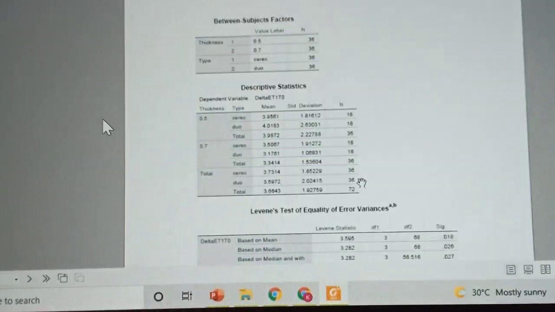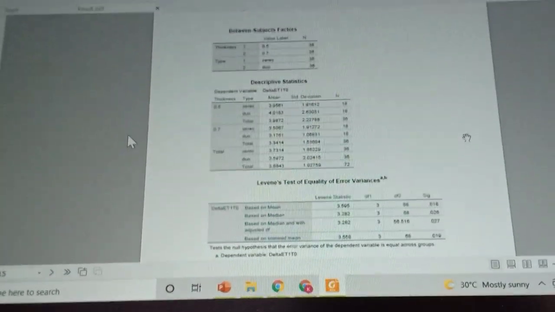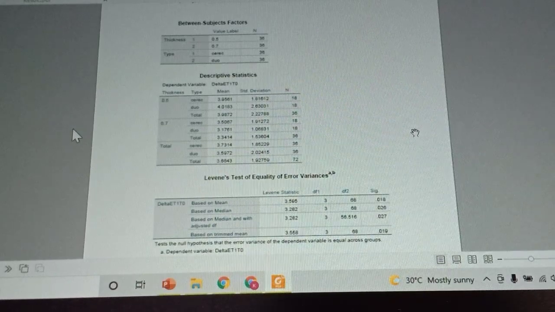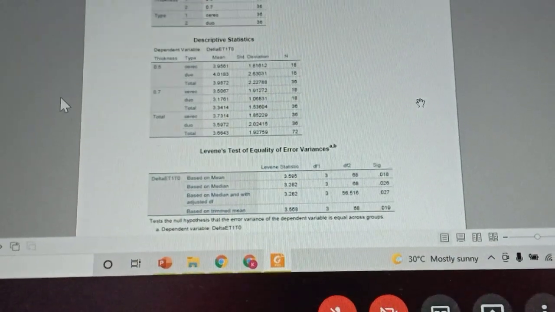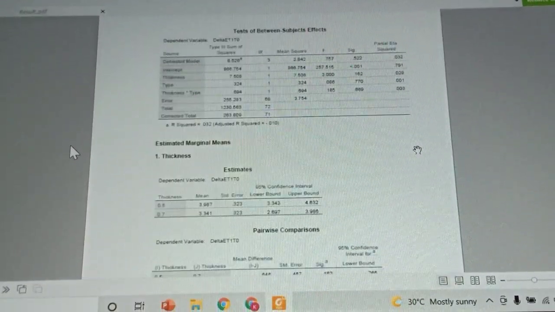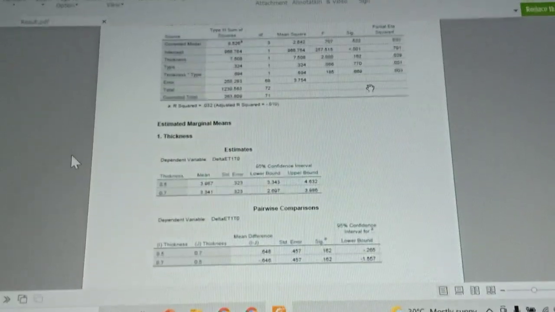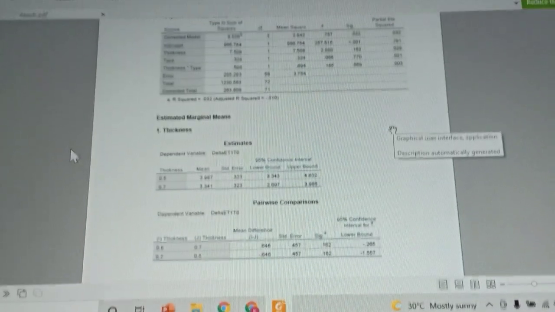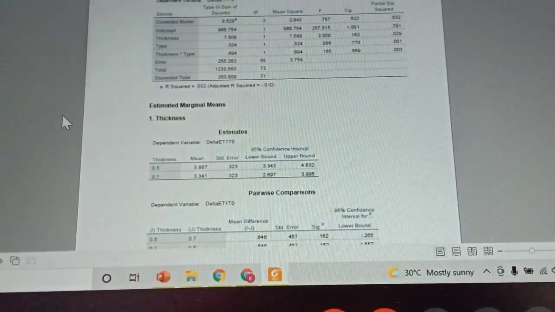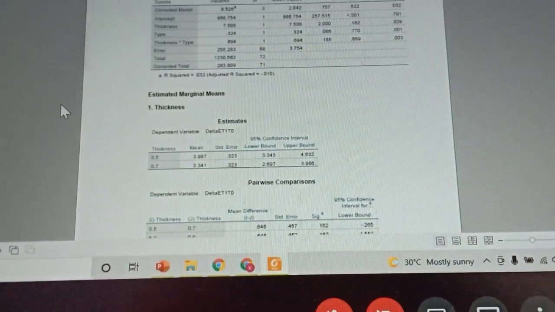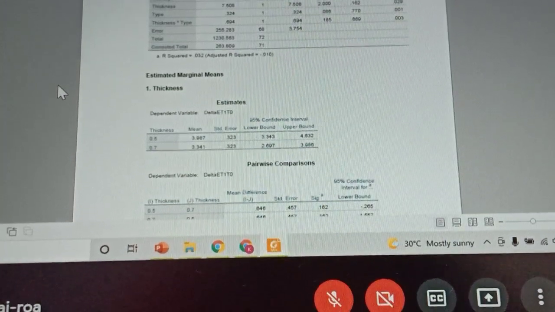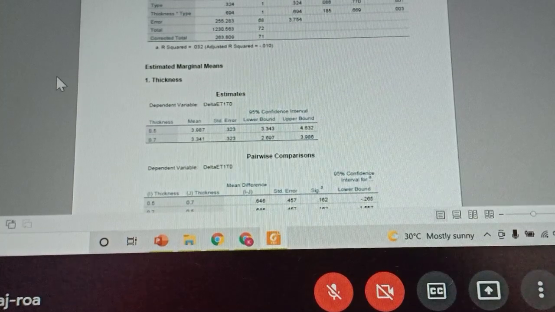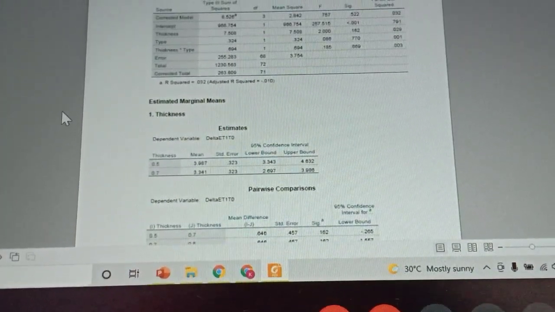And this is the between-subject test. So the Levene's test is less than 0.05, but it doesn't matter because the final result is already corrected by the ANOVA. Here we can see the corrected model is not significantly different. And when you see the intercept, the thickness, the type and the interaction between the two, there is also no significant difference. So this means that there are no differences either in thickness or type.